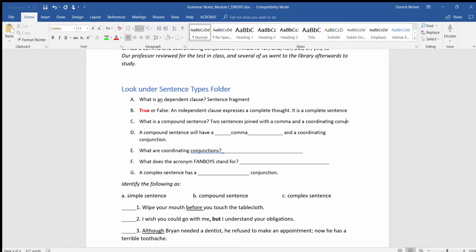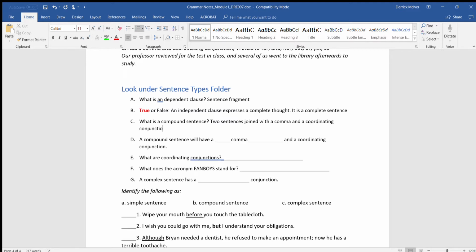However, remember that fanboys are coordinated conjunctions, right? A compound sentence will have a comma and a coordinated conjunction. What are coordinated conjunctions? They are called fanboys. What does fanboys stand for? For, and, nor, but, yet, so.